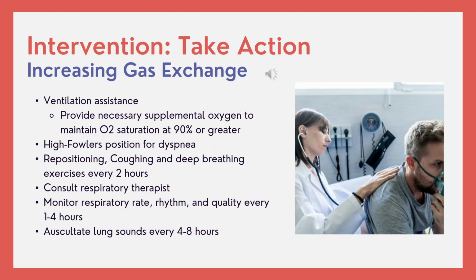All right, so ensuring adequate gas exchange is a critical priority in managing heart failure, especially for patients with pulmonary congestion. So our goal here is to optimize our patient's breathing pattern and maintain normal serum carbon dioxide levels. To achieve this, there are several interventions that we can do. First, ventilation assistance might be required to improve oxygenation. So this would be giving supplemental oxygen as prescribed to help maintain that O2 sat at 90% or greater. Patients who are having dyspnea need to be placed in a high Fowler's position, sometimes with pillows to help support their arms and to help maximize chest expansion.